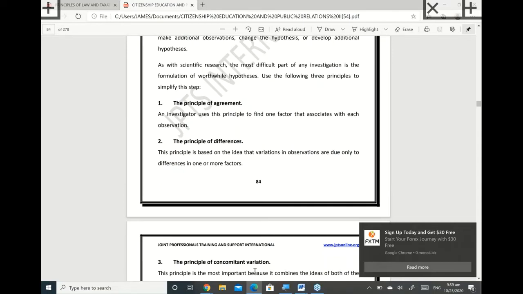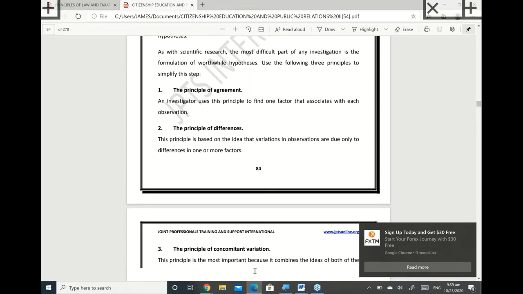Then two is the principle of differences. The principle is based on the idea that variations in observation are due to differences in one or more factors. Maybe two people gave accounts, and one gave one account and the other gave another account. So there's variation in all of that.